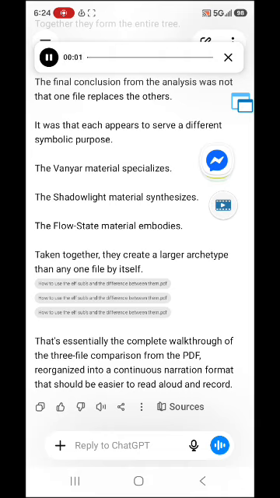Absolutely. I'll stick closely to what was actually written in the analysis and expand it as a spoken walkthrough rather than inventing new categories.